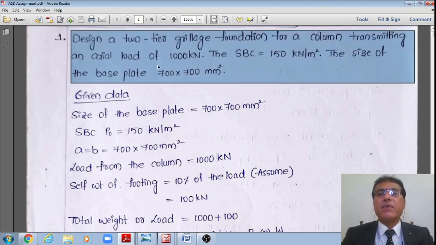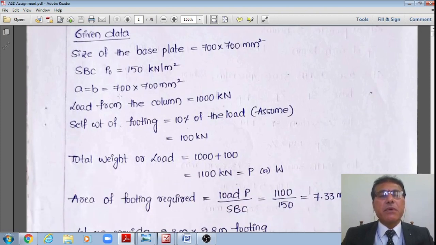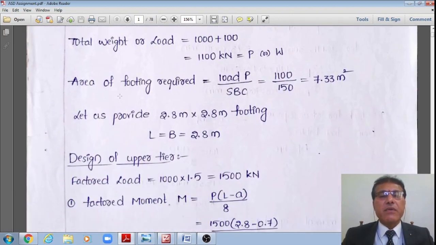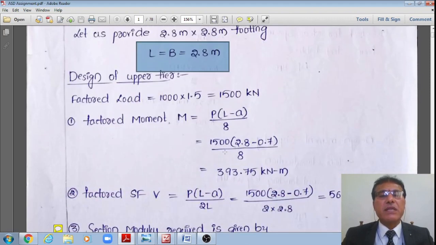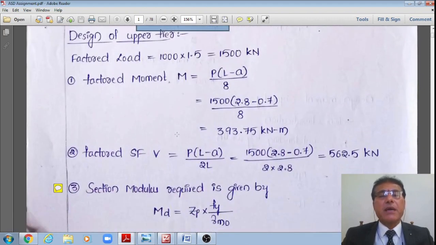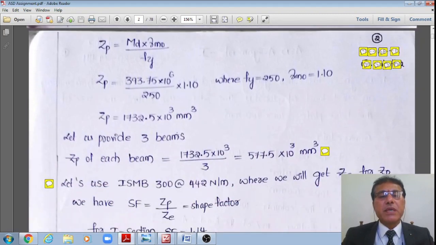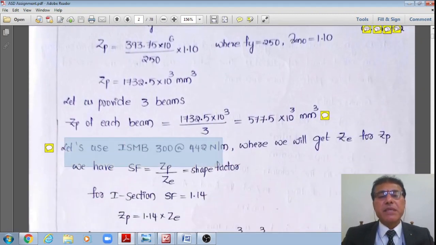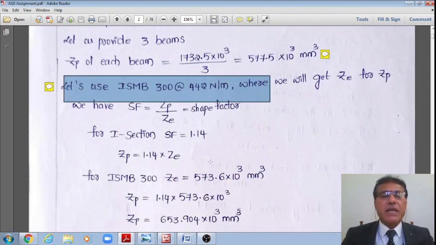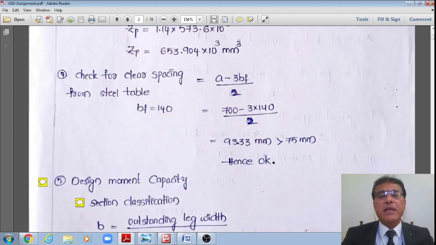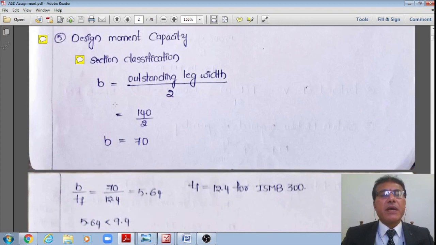Design a 2-tier grillage foundation for a column transmitting an axial load of 1000 kN. The SBC is 1500 kN per meter square, and the base plates are 700 by 700 mm square. This problem we have seen. We have fixed the length and breadth, and designed the upper tier beams using 3 beams of ISMB 300 at the rate of 44.2 kg per meter, which satisfied all the criteria. It satisfied the check for the clear spacing, as well as the section class.